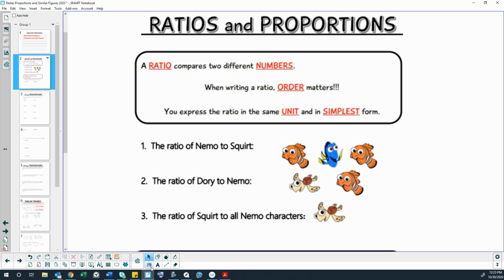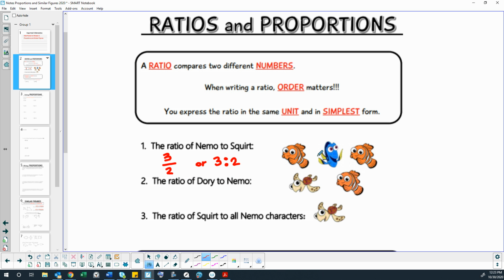So there's a couple of different ways we can write this. Typically, a fraction is the easiest thing to work with. It doesn't have to be written that way, but if I was going to write this as a fraction, I would do 3 Nemos to 2 Squirts. So that's a 3 to 2 ratio. Another way to write a ratio is with a colon, like 3:2. But writing it as a fraction like this allows us to use it to solve things a little easier.